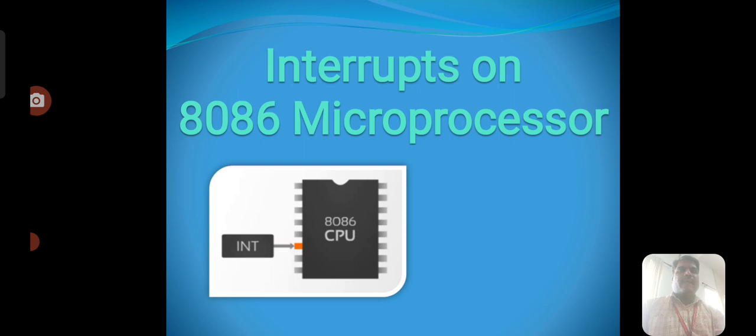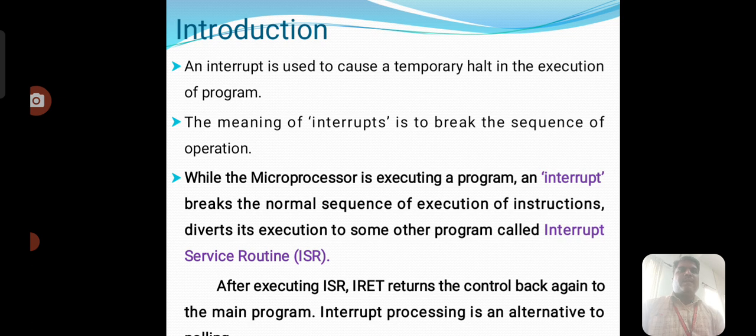Whenever 8086 receives an interrupt, it stops the current running program and gives the most importance to the interrupt. An interrupt is used to cause a temporary halt in the execution of a program. The meaning of interrupt is to break the sequence of operation. While the microprocessor is executing a program, an interrupt breaks the normal sequence of execution of instructions and diverts its execution to some other program called the interrupt service routine.